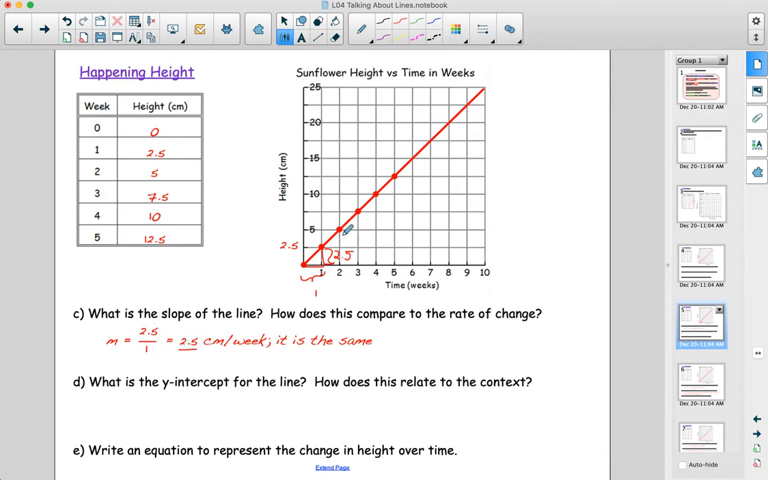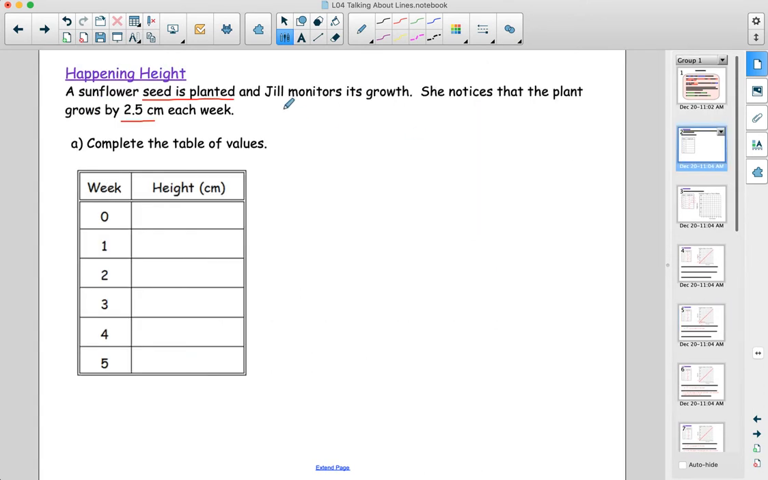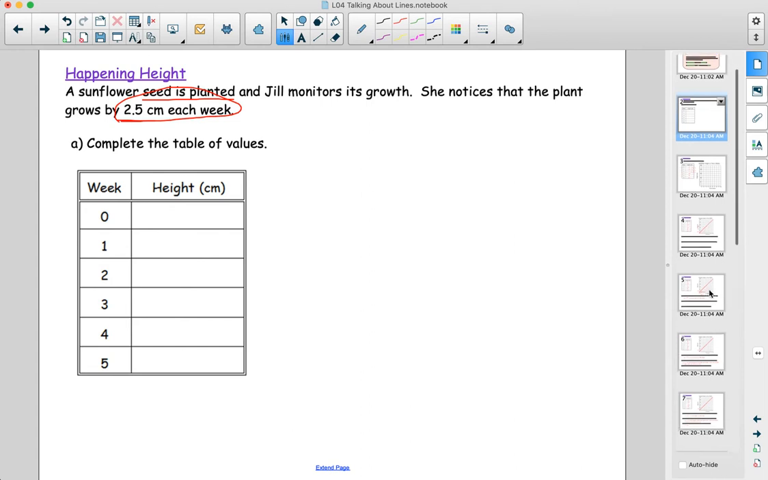Now what will my units be? We did the rise, and remember the rise is measured in centimeters, so I could put centimeters here. And time is measured in weeks, so I could put 1 week here. So what I'm really doing is dividing 2.5 centimeters by 1 week, and that would give me units. Because this is in context, the rate will have units when you divide them and find the slope. It's 2.5 centimeters per week. And that is exactly the same information we were given over here. It grows by 2.5 centimeters every week.